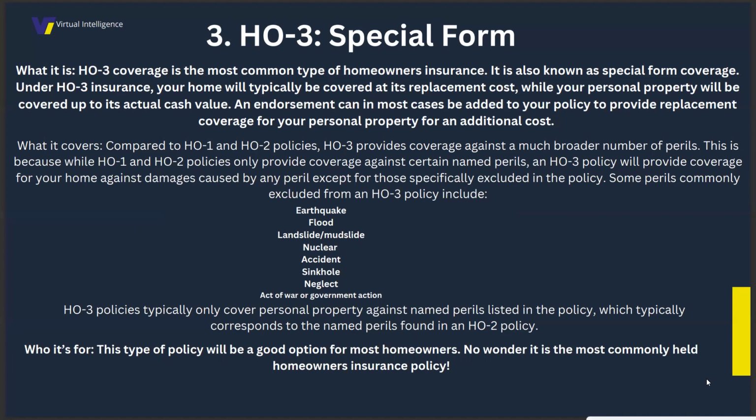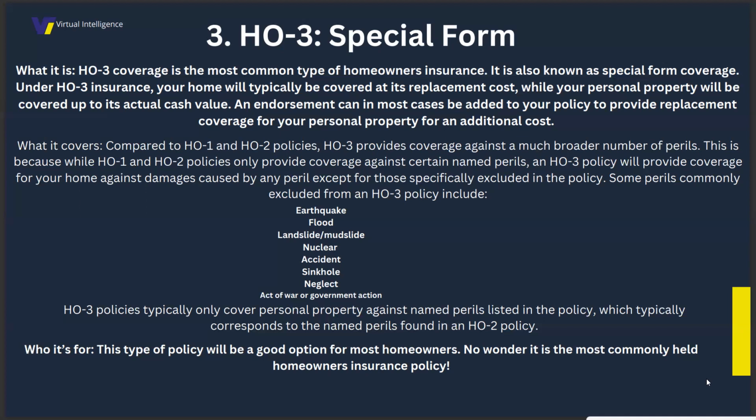An endorsement can, in most cases, be added to your policy to provide replacement coverage for your personal property for an additional cost. Compared to HO1 and HO2 policies, HO3 provides coverage against a much broader number of perils. This is because while HO1 and HO2 policies only provide coverage against certain named perils, an HO3 policy will provide coverage for your home against damages caused by any peril except for those specifically excluded in the policy.